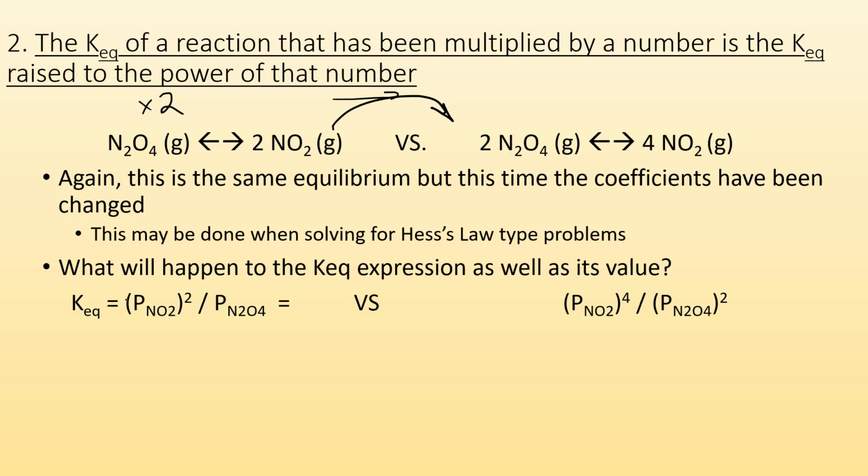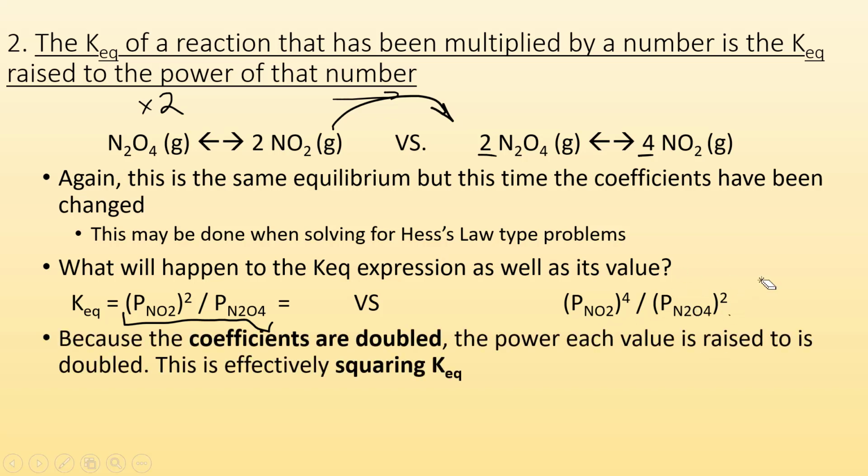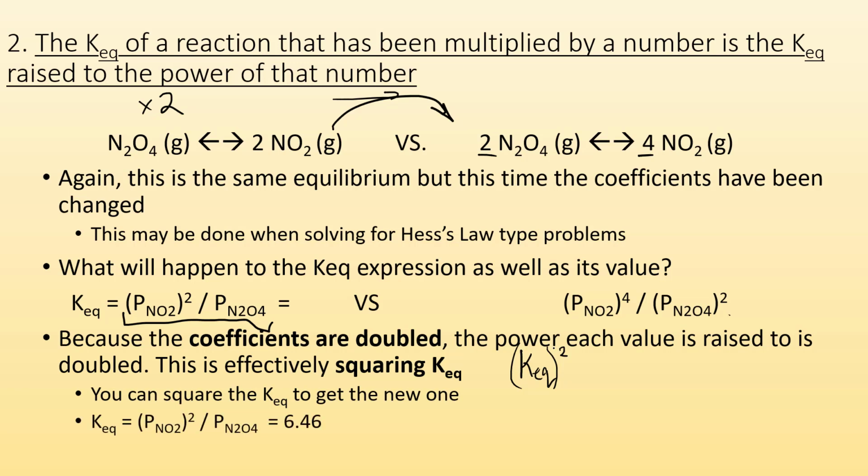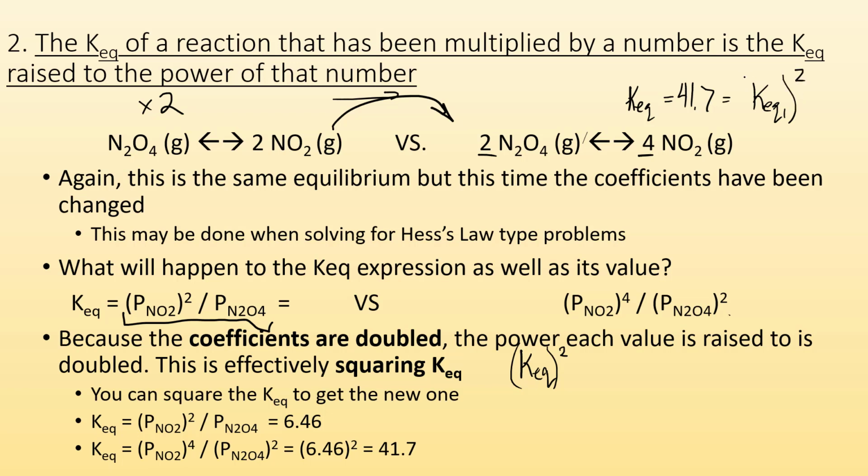Originally it was written as such: the pressure of NO2 squared over the pressure of N2O4. Versus now the coefficients are different, so I end up with the pressure of NO2 to the 4th power instead of the 2nd, and N2O4 to the 2nd power instead of the 1st. Well, how do we know to do that? Because the coefficients are doubled, the power of each value is doubled. This effectively is squaring the KEQ, because we had KEQ and then we doubled it, so it's the same thing as squaring that value. So you can square the KEQ that they tell you it is, and then that's your new KEQ. So for this expression, the KEQ is going to be that 41.7, which is the original KEQ squared.